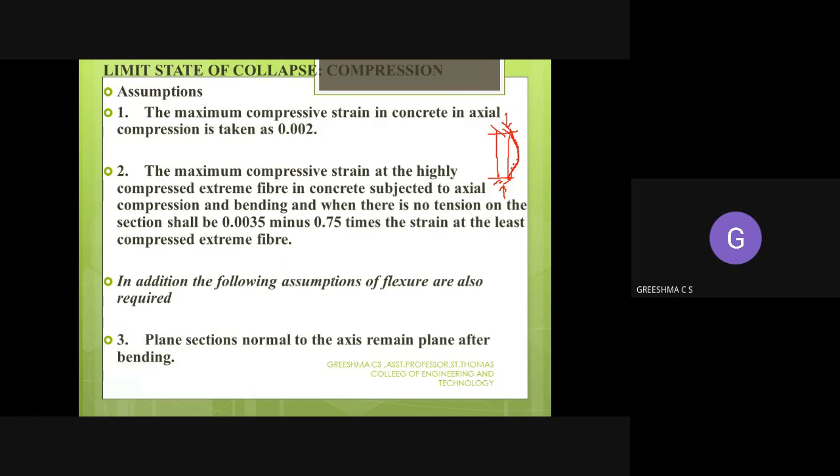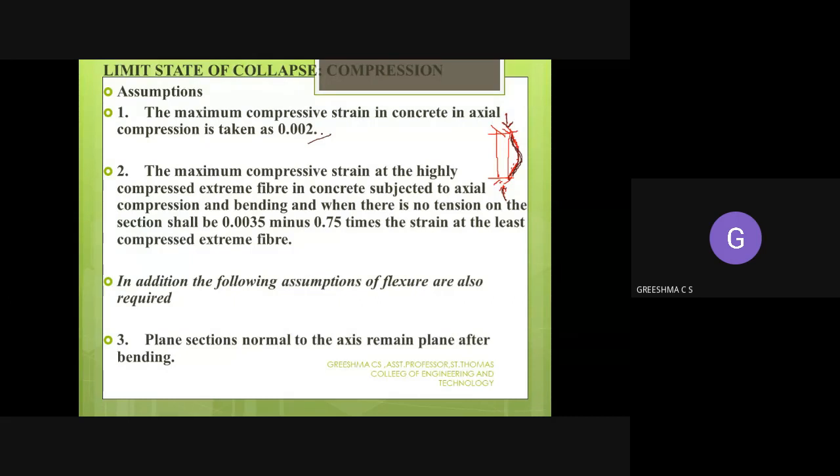Axial means the load passes exactly through the center. So when such an axial load is given, the column will be compressing, and it will have a deflected shape like this. The maximum strain value is 0.002. Please make a note of that.